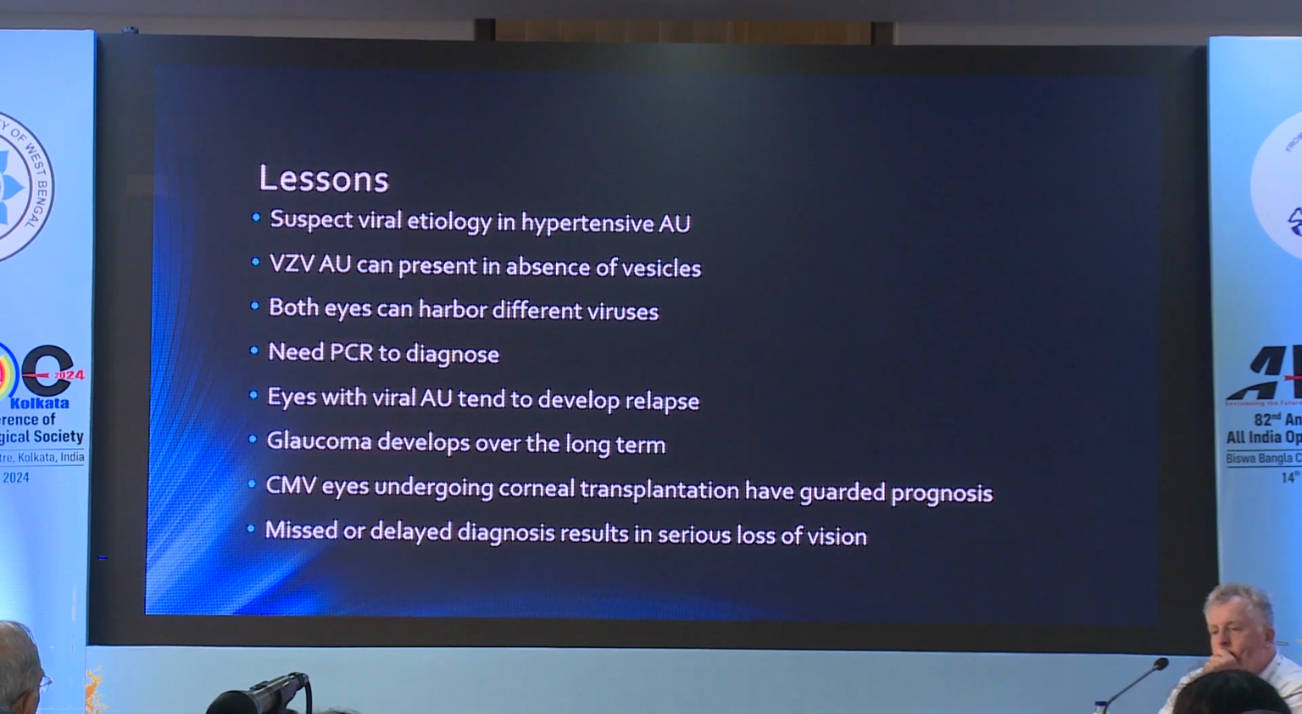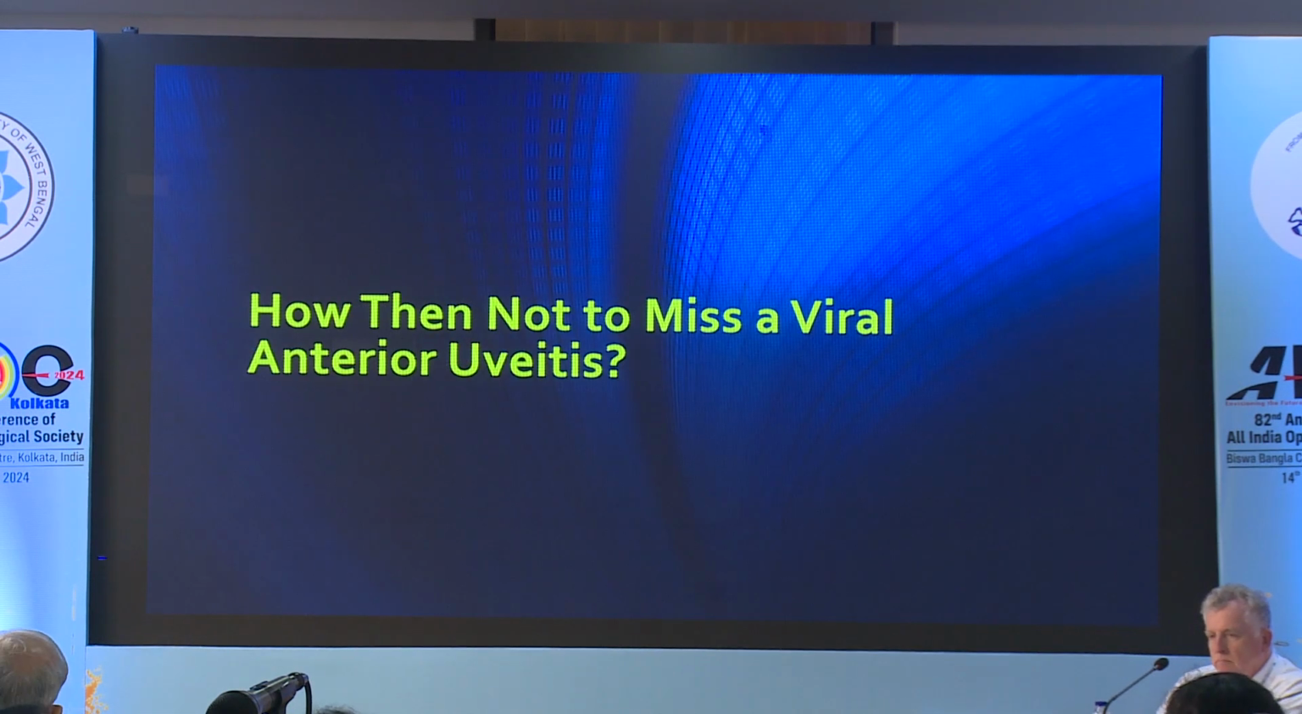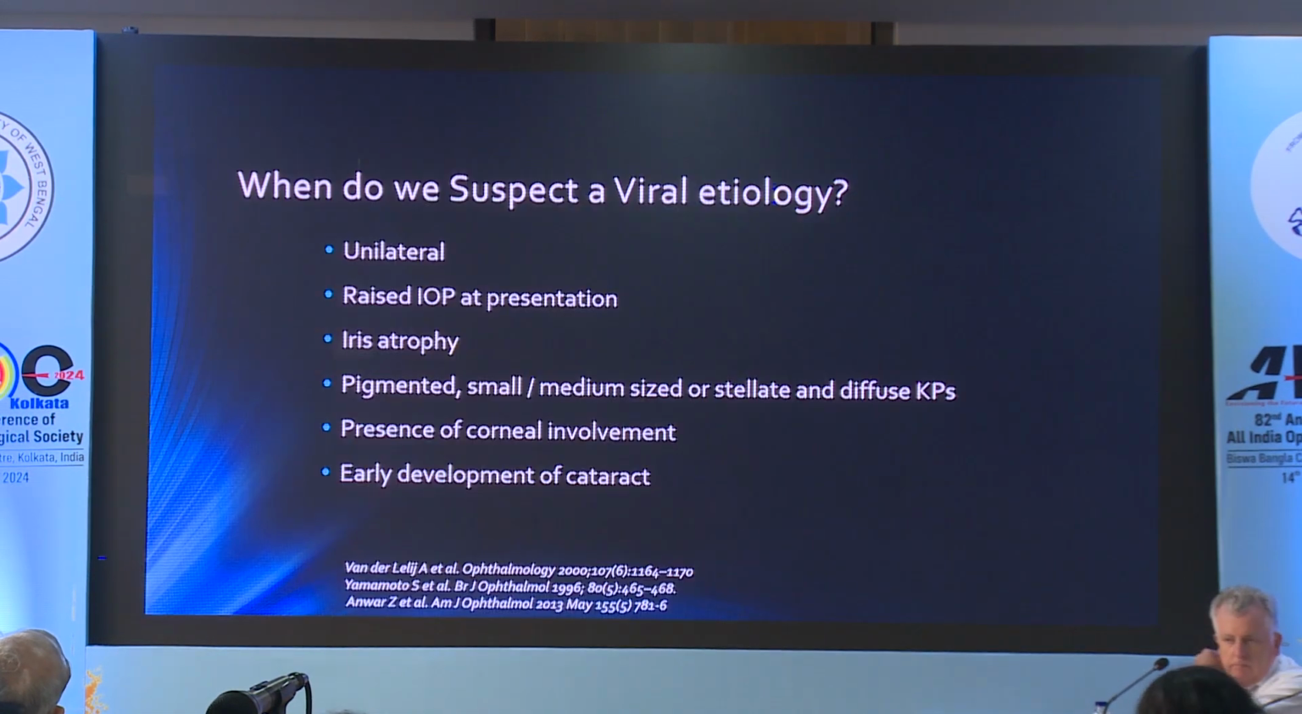CMV eyes undergoing corneal transplantation have a very guarded prognosis because you give them topical steroids and then they will have further relapse and loss of endothelial cells and failure. So missed or delayed diagnosis results in really serious loss of vision for our patients. So how then not to miss a viral anterior uveitis? When do we suspect a patient to have a viral etiology?